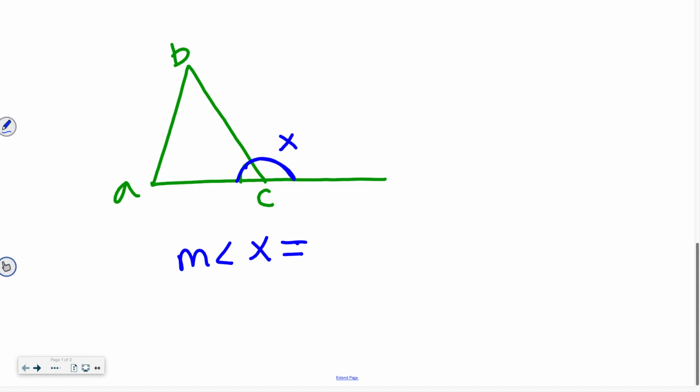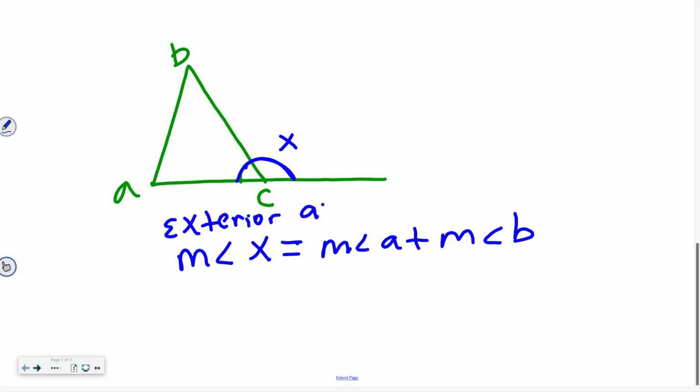Which are the remote angles? The ones that are opposite to X. The ones that are inside the triangle opposite to X. So that means that this is equal to the measure of angle A plus the measure of angle B. That is what we need to know, okay? This is the exterior angle theorem, okay? And we're going to move on and find an example.